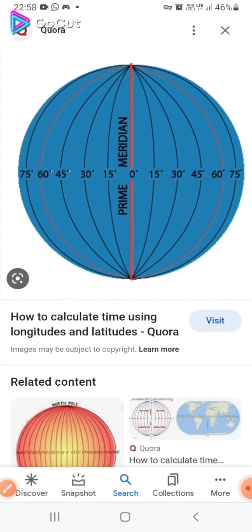In 1 day there are 1440 minutes. So if we divide 1440 minutes by 360 we get 4. So the sun's rays take 4 minutes to go from one longitude to another.